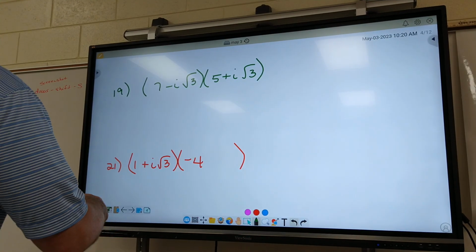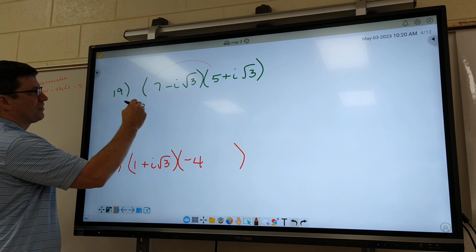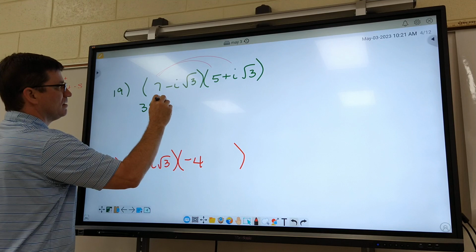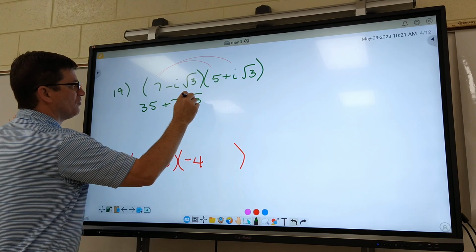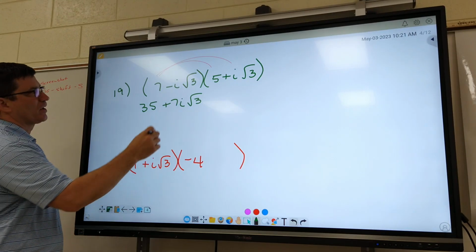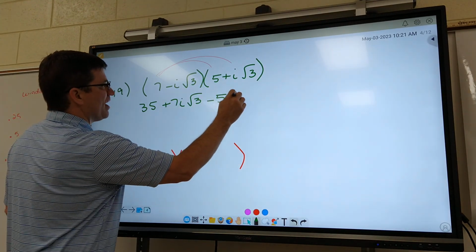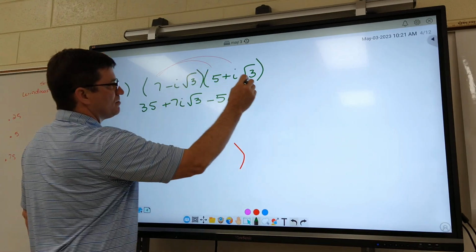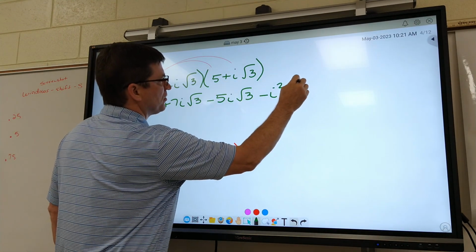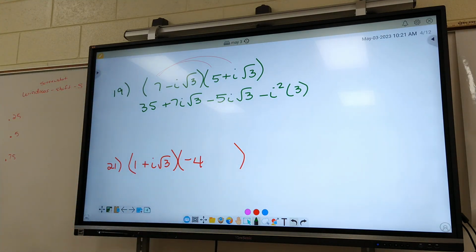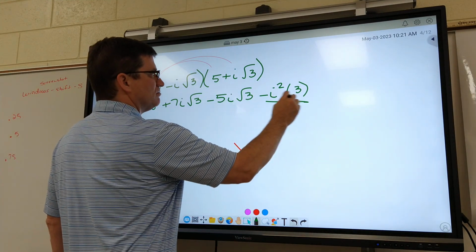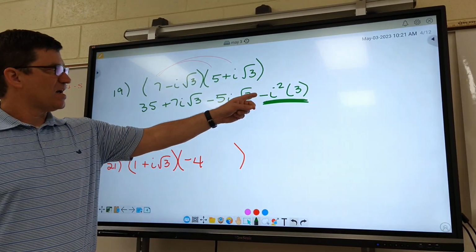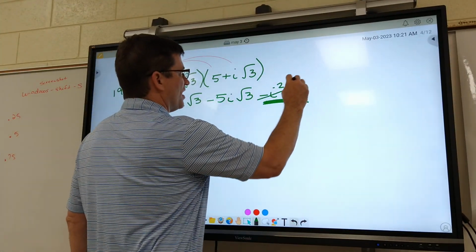All right, times these two. I got 35. Times these two. 7 times i is 7i in front of root 3. All right, times these two, I got negative 5i in front of root 3. Now look, negative i times i is negative i squared, and just put a 3 behind it. All right, what are these last 3 numbers right here going to turn into? That's a negative times a negative, because i squared is negative 1, so all that's just a plus 3.